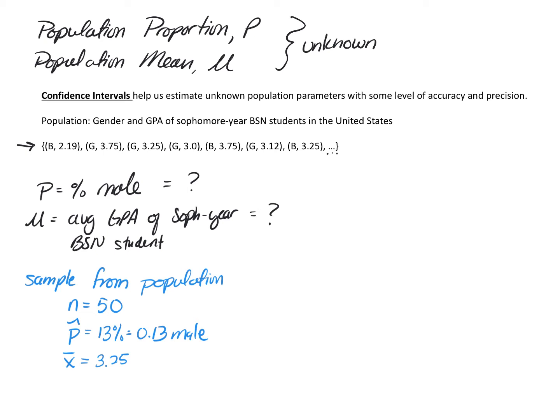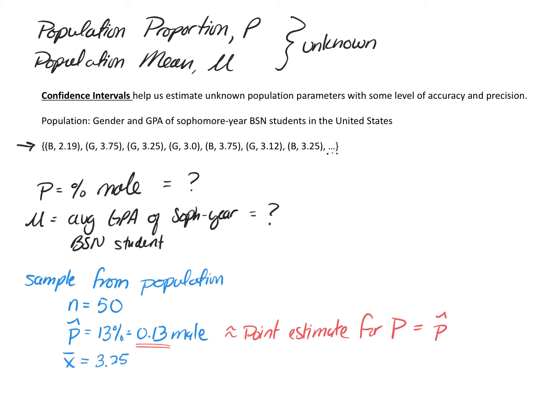So how can I estimate for P and mu if I'm using one sample? The answer is to use your sample statistics. If I wanted to estimate for P, my best point estimate for P would be to use P hat. So our P hat of 0.13 or 13% is a good estimation for P, meaning it is a likely estimation for P. We call it a point estimate because it's just one value from one sample.